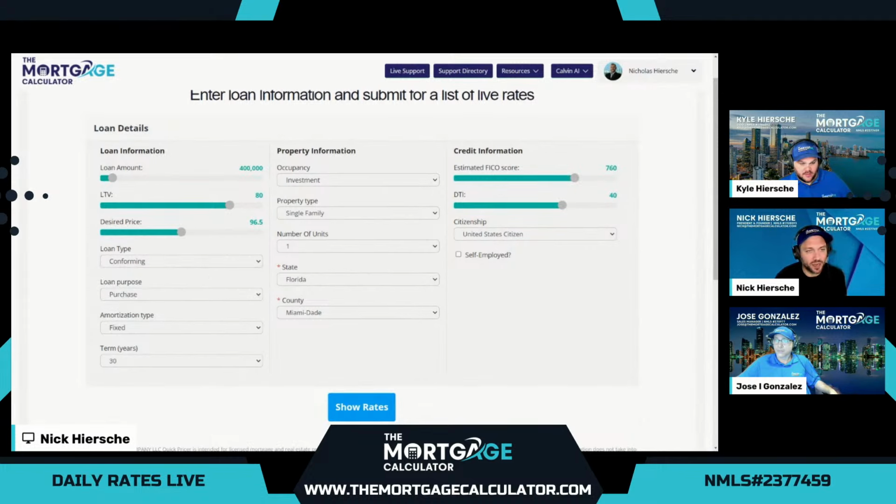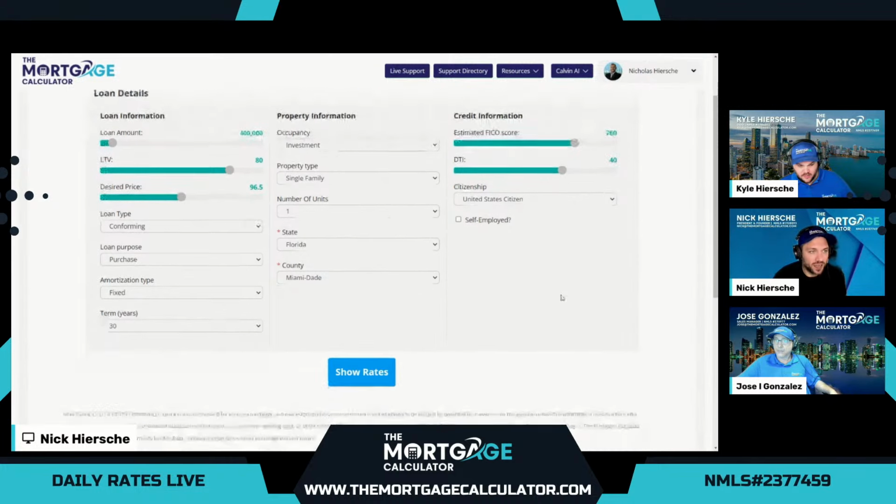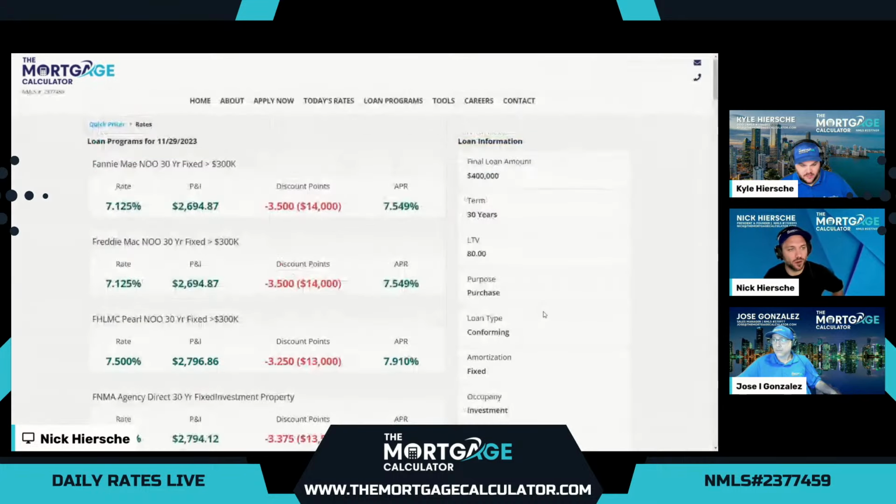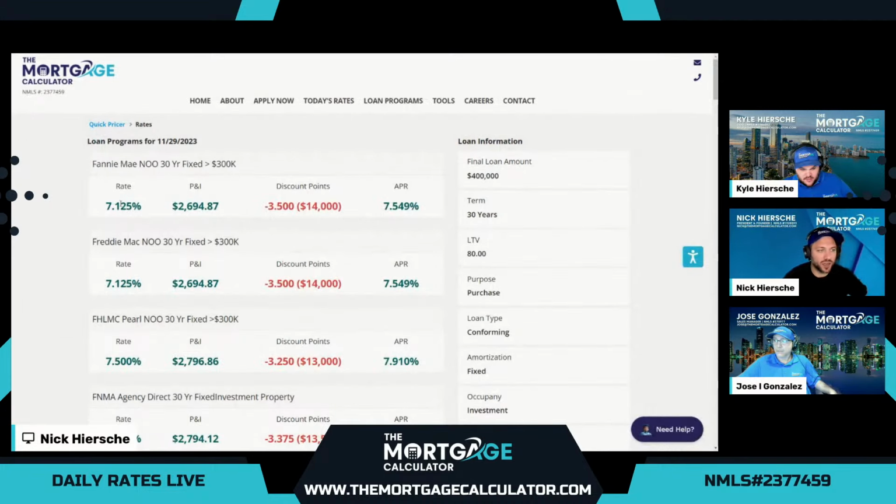So we'll do conforming. Everything's going to stay the same as all our other demos. And the only thing we've edited here is the occupancy to investment. So we can see the adjustments conventional has here for an investment property. And it's gone down pretty significantly as well. So some great options here, 7.125 rate, 3.5 discount points and costs, puts a final APR at 7.549.